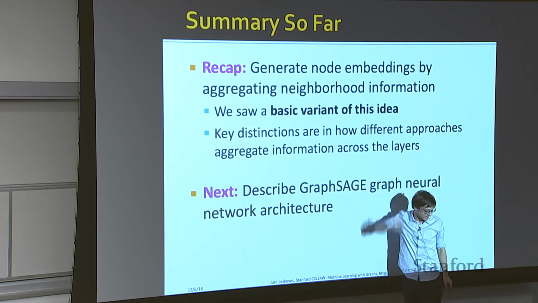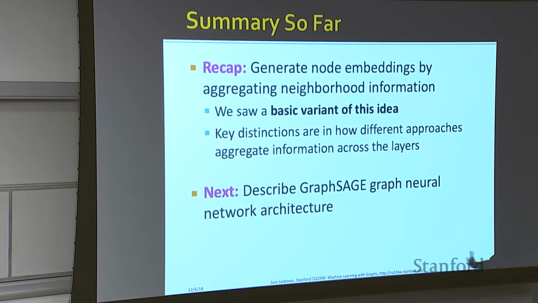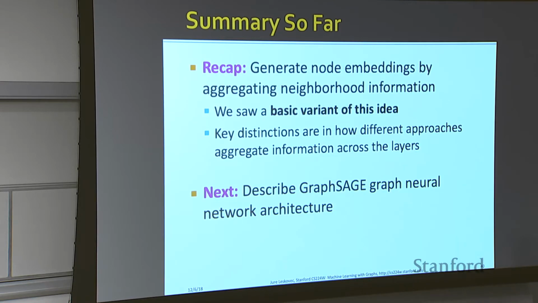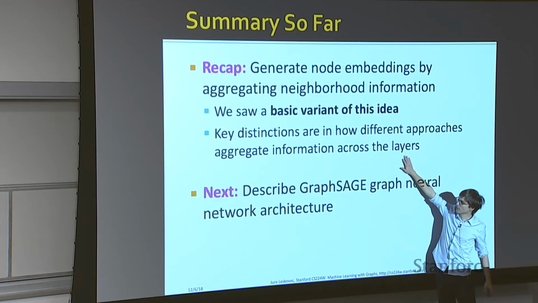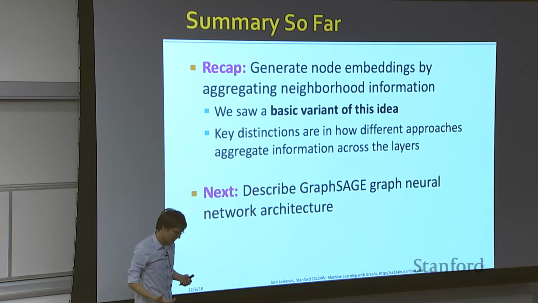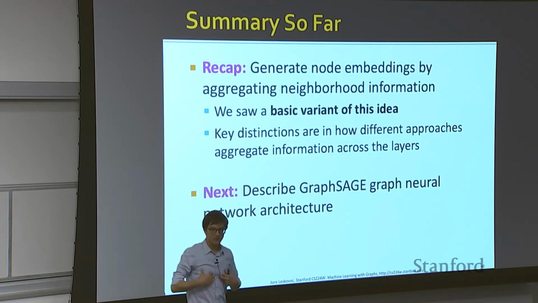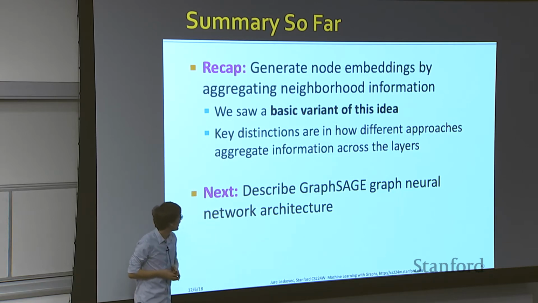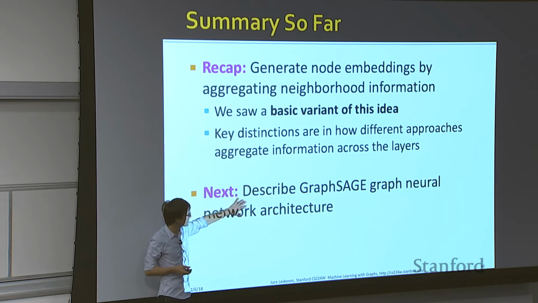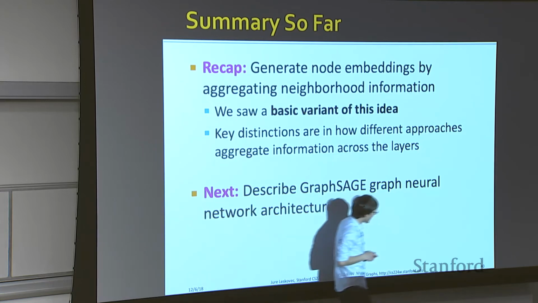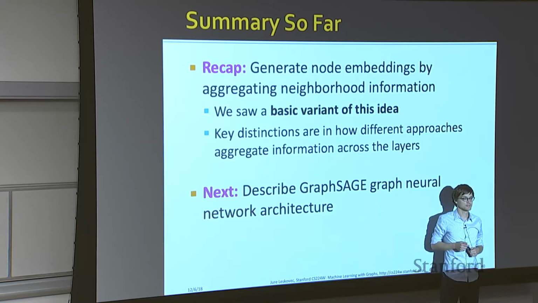We just saw the basic variant of this method where we are simply averaging the messages coming from the neighbors. The key distinction between different methods is how they aggregate information across the layers. So far, the aggregation was a simple average, and then a simple weighted combination of my own feature information plus the average feature information coming from the neighbors. That's the basic idea. Now I'm going to explain the next iteration of this idea, called GraphSAGE. Before I do that, I'd like to see if there are any questions.